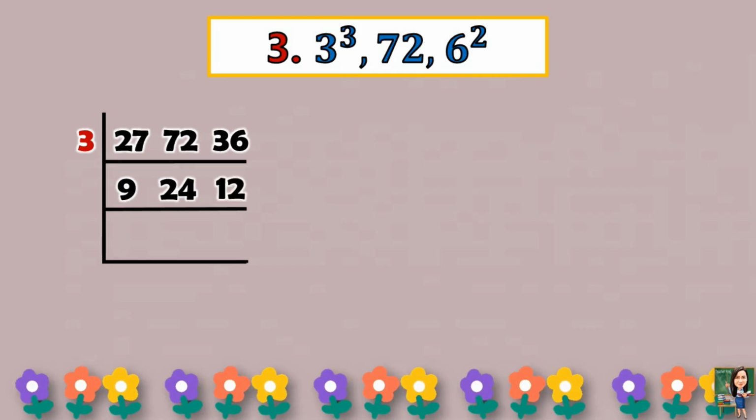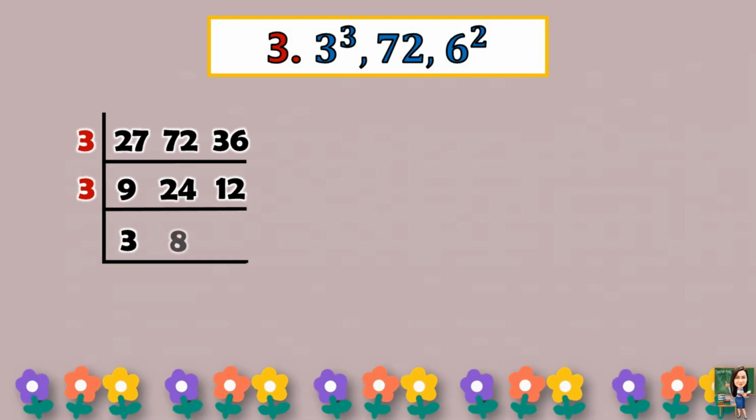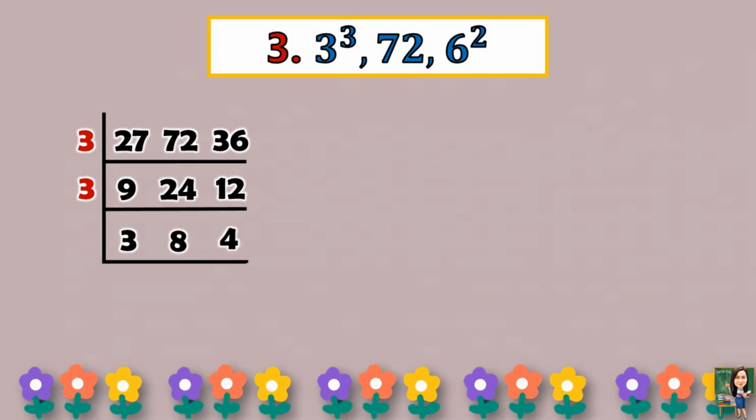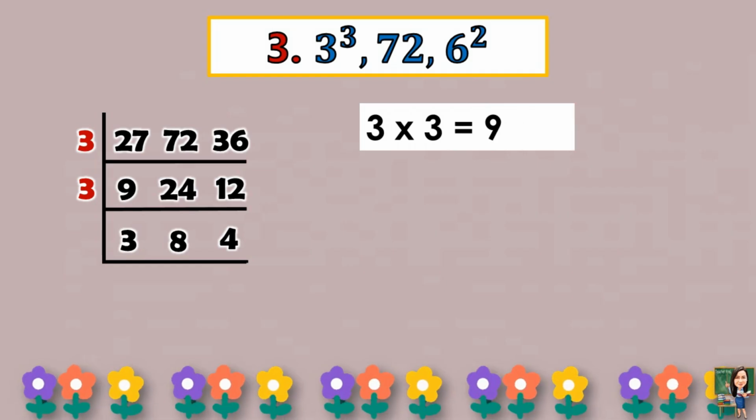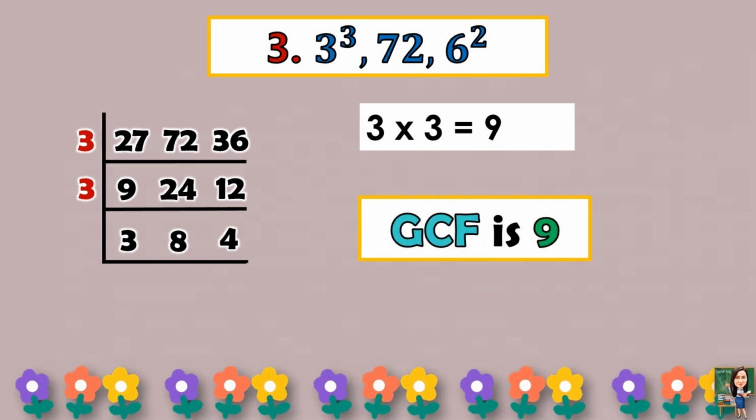9, 24, and 12 are divisible by 3. So 9 divided by 3 is 3. 24 divided by 3 is 8. 12 divided by 3 is 4. Therefore, 3 times 3 equals 9. So the greatest common factor of 27, 72, and 36 is 9.